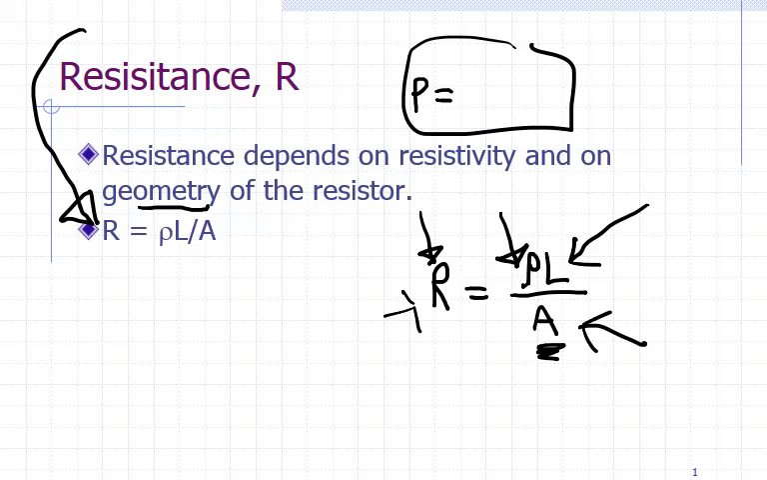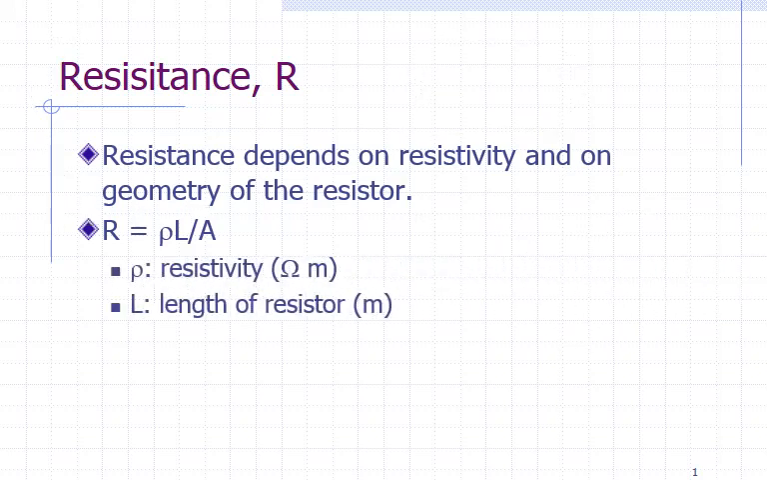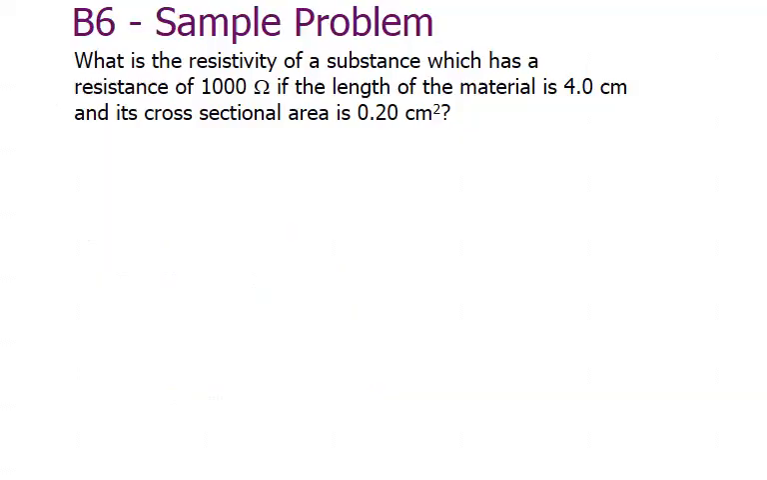Gold's going to have a better resistivity than copper, right? So, yeah, that's what we're dealing with there. Now, here's each of these values. Resistivity is in ohm meters, length is in meters, cross-sectional area is in meters squared, resistance is in ohms. So let's go ahead and practice this one here.